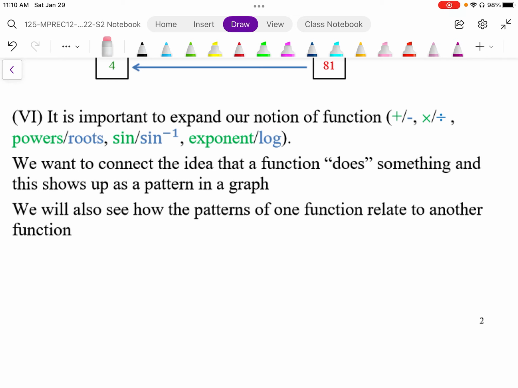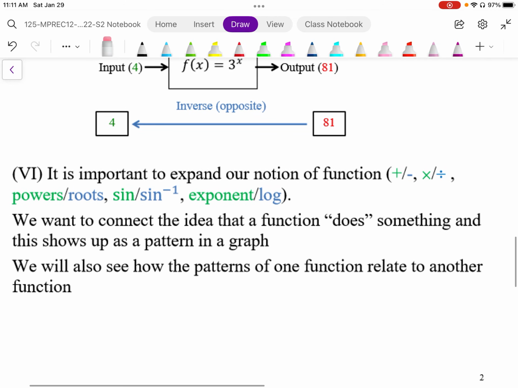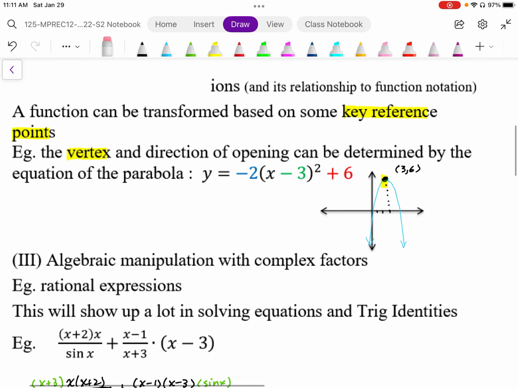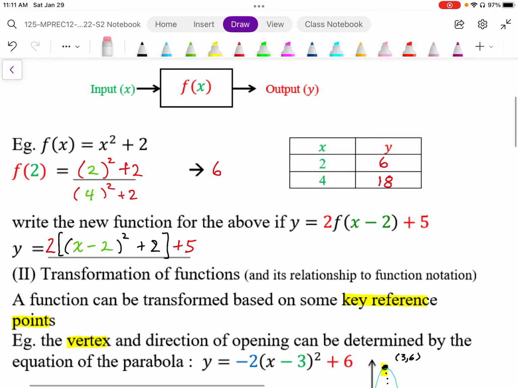For sines or trig, we have the inverse, which undoes the sine function. For exponents, we're going to learn something new, which is the log. It undoes the exponential. So we want to connect this idea of a function doing something and the inverse undoing that. And a function is going to do something and give us patterns in a graph. And that's how we connect this idea of function back to this idea of graphing. Okay, when we talk about graphs of things and functions.